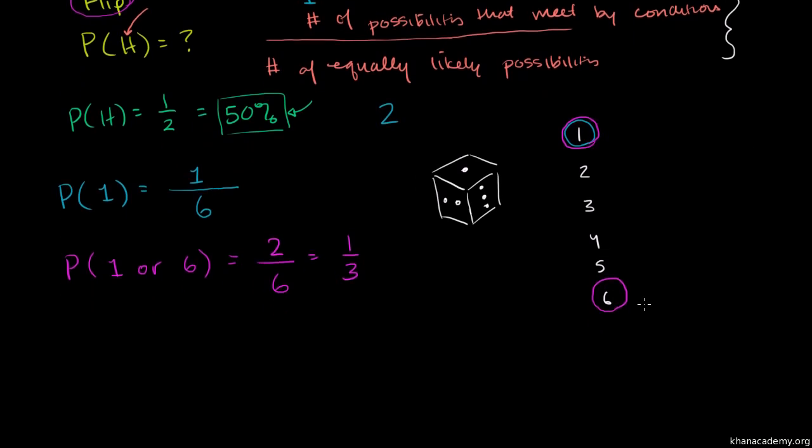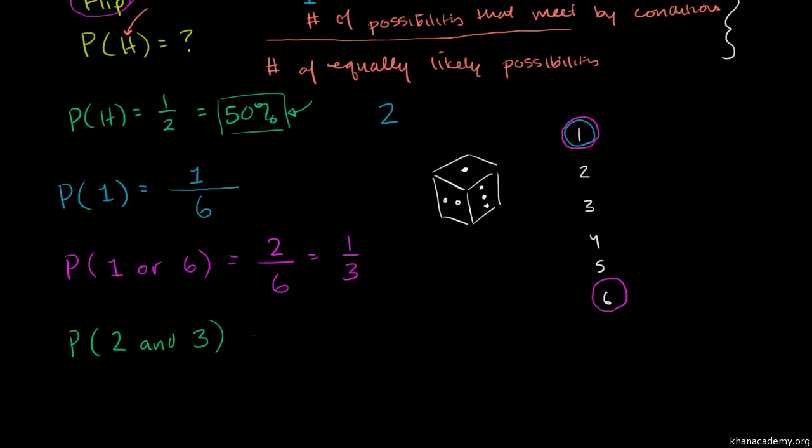Now what is the probability? This might seem a little silly to even ask this question, but I'll ask it just to make it clear. What is the probability of rolling a 2 and a 3? And I'm just talking about one roll of the die. Well, in any roll of the die, I can only get a 2 or a 3. I'm not talking about taking 2 rolls of this die.